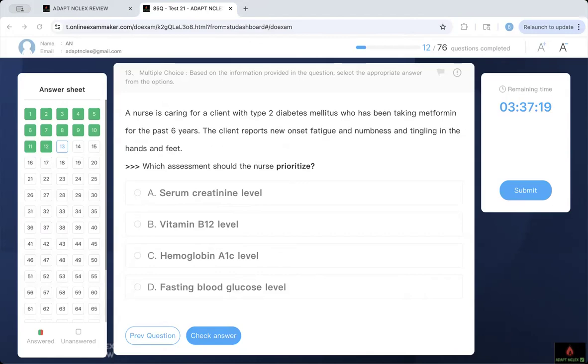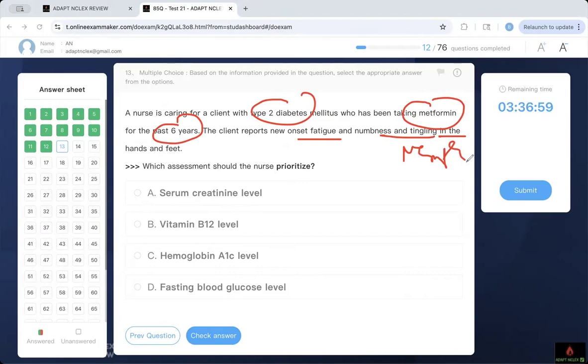But this is the way I'll approach this question. I'm going to underline the buzzwords. Type 2 diabetes, on metformin. I've taken it 6 years, a long time. What is the problem? Fatigue and numbness and tingling. This is a neurological problem. Therefore, I know something is causing a neurological problem, peripheral neuropathy.